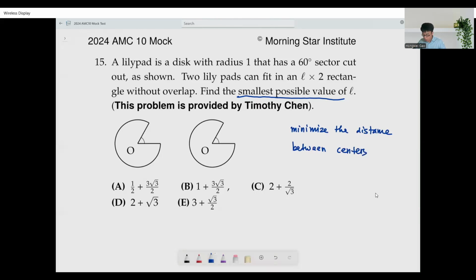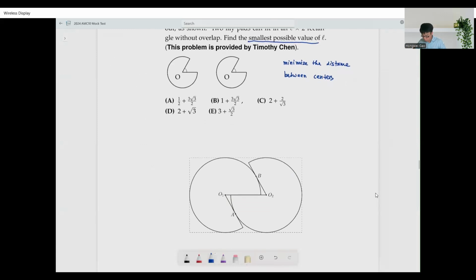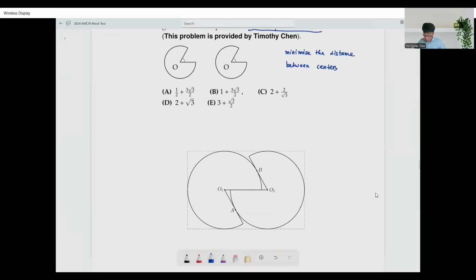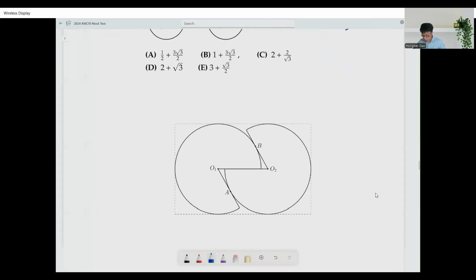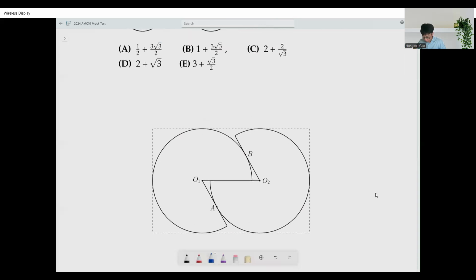So here's the case that happens, like the picture shows. Each sector is tangent to some radius of the other sector. Let's call the tangent points A and B. If we connect O2 to A, now we know the sector is tangent at A. That means O2A is perpendicular to AO1.